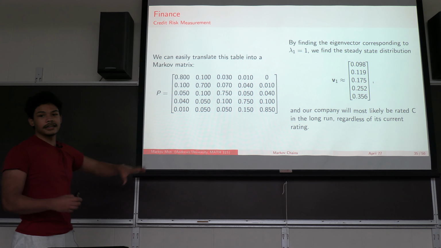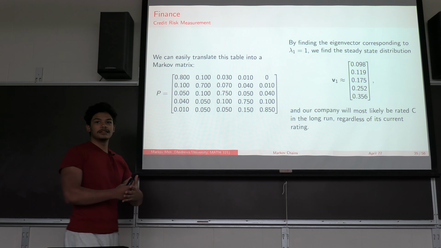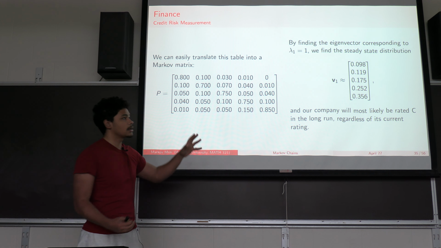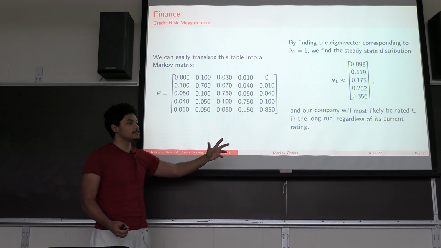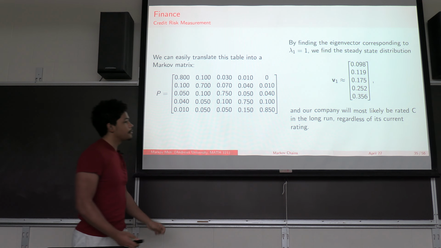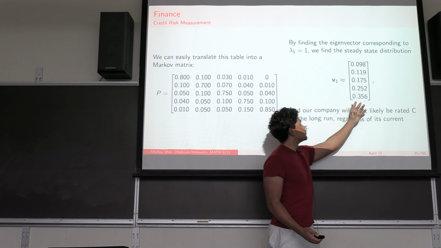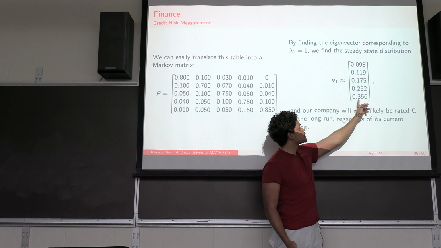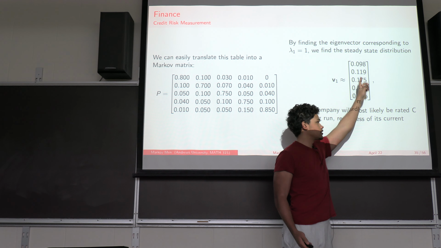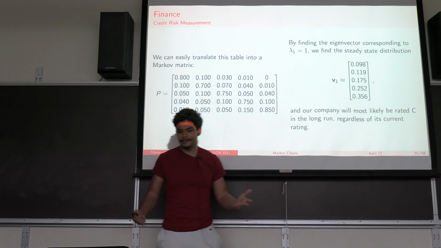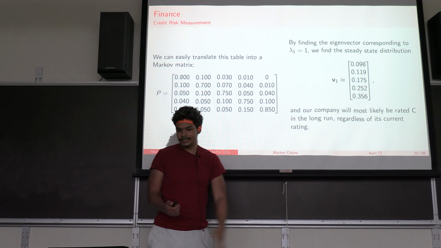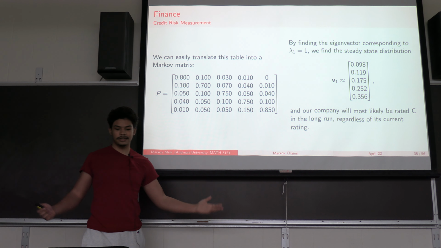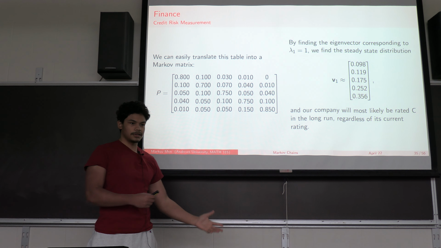So if we're looking in general, trying to see the trend of the Markov chain, we're going to want to look at the steady state distribution, or the eigenvector V1, and we get that in the long run, most of our companies are going to end up C, as this probability is going to be greater than all the other ones, right? So regardless of our current rating, what this eigenvector tells us is there's the highest chance of just going to be rated C after a really, really, really long time.